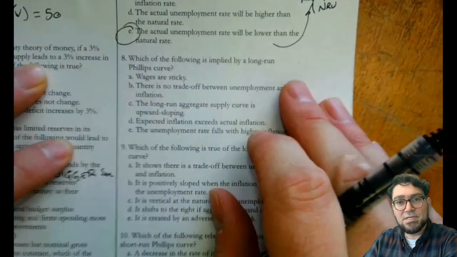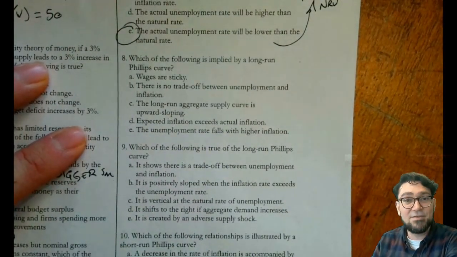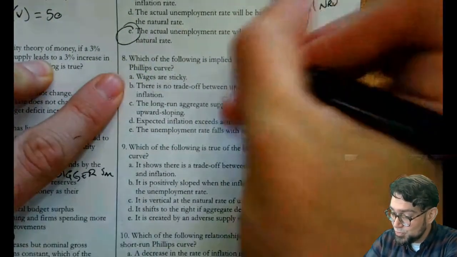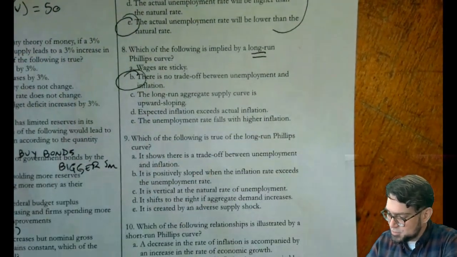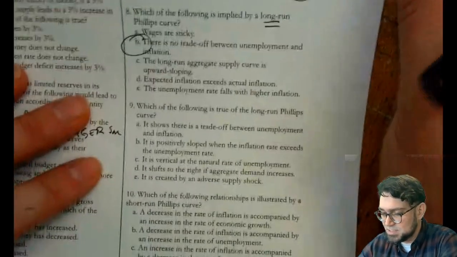Number 8, which of the following is implied by the long run Phillips curve? We know that maybe that's because unemployment is not related to price levels. There's no trade-off between unemployment and inflation. That's true in the long run. So we can say B. And that's true. That's just the answer with that one, right? These other ones are kind of just thrown in for other possibilities, but they're all incorrect.